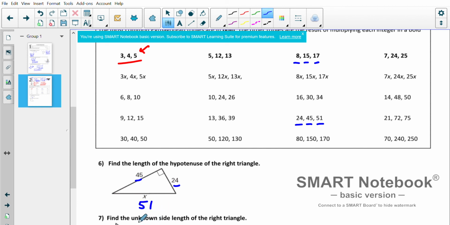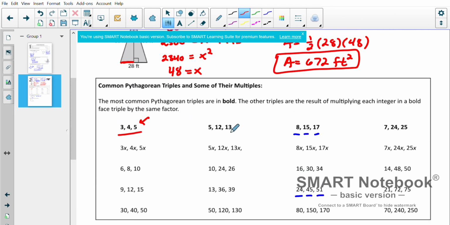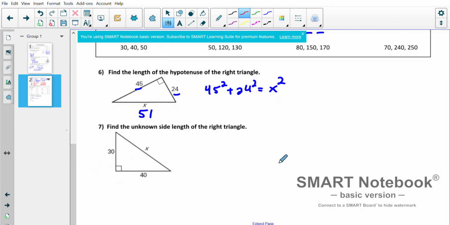Now, if you wanted to plug these into the Pythagorean theorem, 45 squared plus 24 squared equals x squared, you would still get the same answer of 51 for your hypotenuse. But if you're able to memorize these 4 sets of lengths, you'll be able to see the multiples and you won't even have to plug into the Pythagorean theorem.